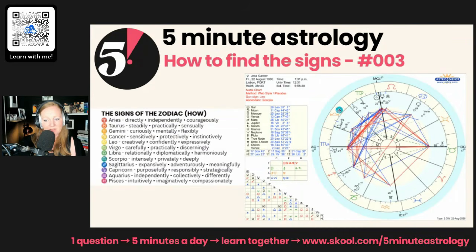So you might be able to locate now where all of your planets are. You might also notice that some of them are in fire. There's a lot of fire here. There's a lot of water here. And in due course, I'm going to explain a whole lot more about this.